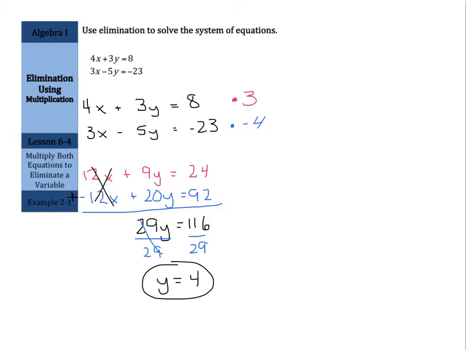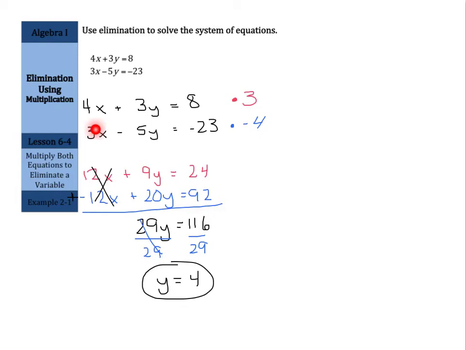Now, could you have multiplied by a -3 on top and a +4 on the bottom? Sure. Again, our goal here was to try to eliminate the x's, so one of these had to be positive and one had to be negative. It doesn't matter whether you do -3 here and 4 there, or the other way around as we did.